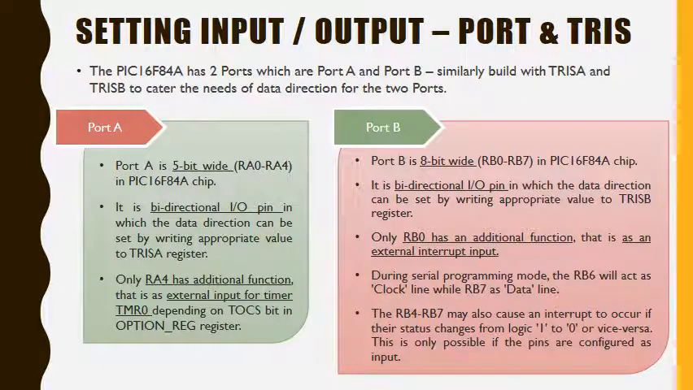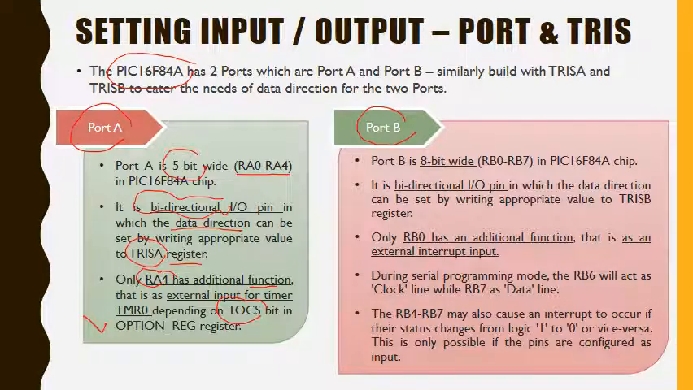Recall that these are the features of the port A and port B pins in the PIC16F84A. Port A has 5 bits, RA0 until RA4, and these pins are bidirectional, in which the data direction can be set through the TRISA register. Only RA4 has 2 functions, and it depends on our programming. We can control these functions by looking at the T0CS bit in the OPTION register. This one we will look into from time to time; later on we will come across this.